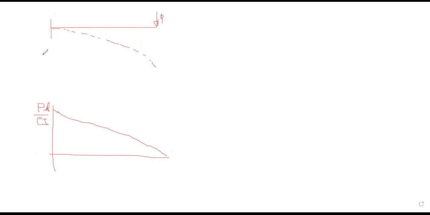PL over EI, and this length is L, right? What the second theorem tells you is delta BA, right? So the tangent at B, tangent at A, tangent A, tangent B in the elastic curve, right?